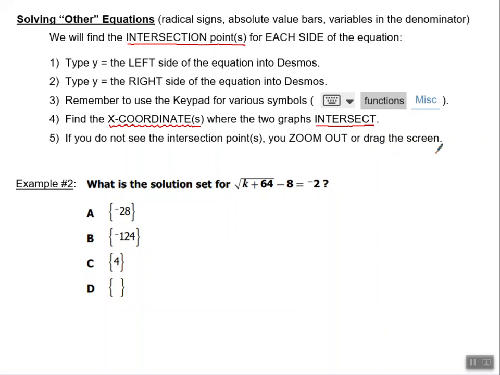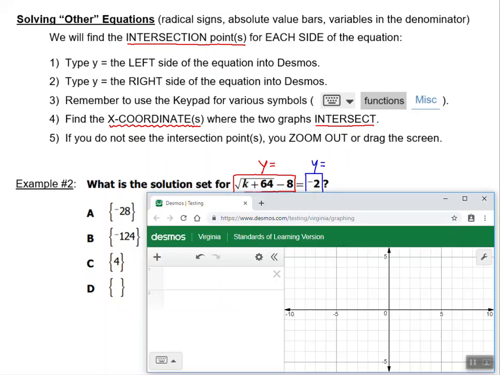It says, what is the solution set for square root of k plus 64 minus 8 equal to negative 2? What we're going to do is type the left side of the equation as y equals, and type the right side of the equation as y equals. Two separate equations. So let's pull up our Desmos calculator. If you don't have your Desmos up there yet, please do that.